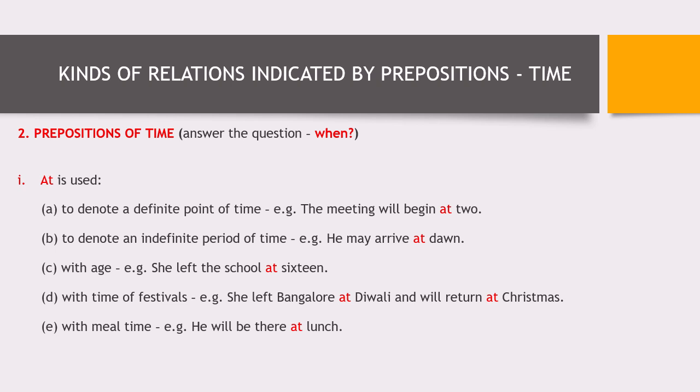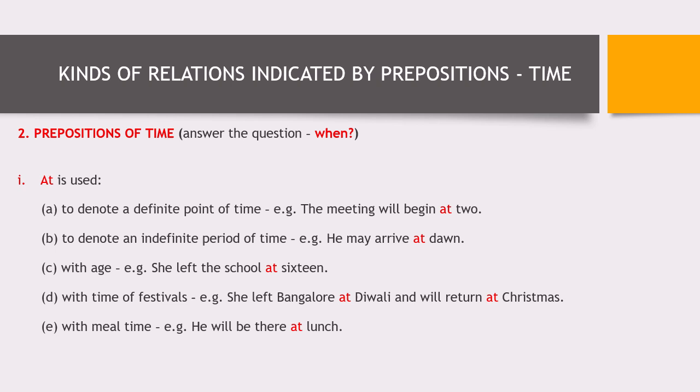Answer the question, when? 1. At is used, a, to denote a definite point of time. For example, the meeting will begin at 2. B. To denote an indefinite period of time. For example, he may arrive at dawn.